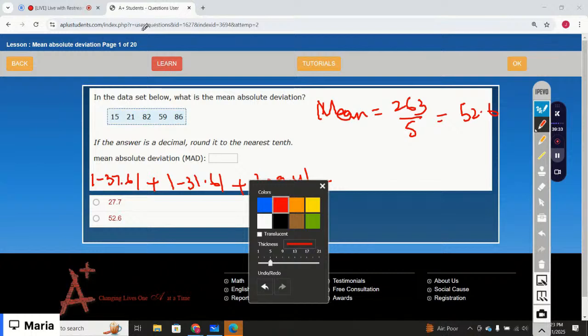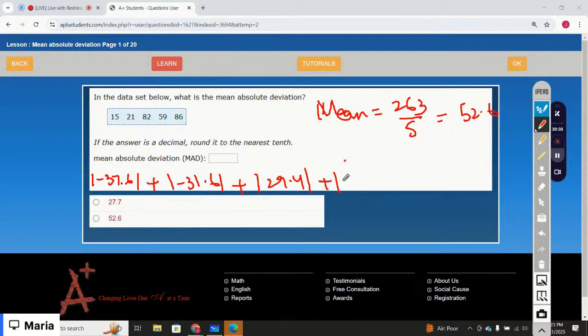Then 59 minus 52.6 is 2.8. Then 86 minus 52.6 is 33.4. So absolute value means they all are the positive values. So just add, that is 37.6 plus 31.6 plus 29.4 plus 2.8 plus 33.4. So that is 134.8. The number of values in the data set is 5, so divide by 5.